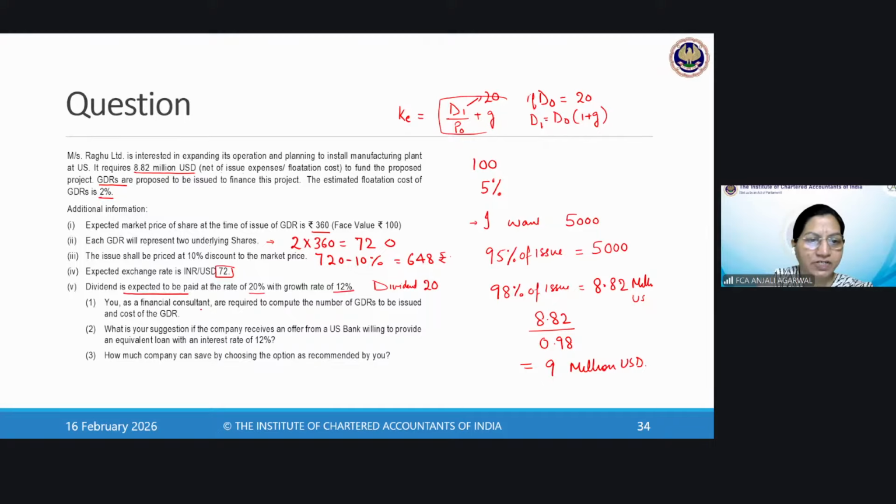So you as a financial consultant are required to compute the number of GDRs to be issued and the cost of GDR. So how many GDRs will you issue? Now 9 million USD is what you require. 9 million converted into Indian rupees, 9 into 72. So you require 648 million rupees. And 1 GDR is for 648. So 648 million divided by 648, you will have to issue 1 million GDRs.